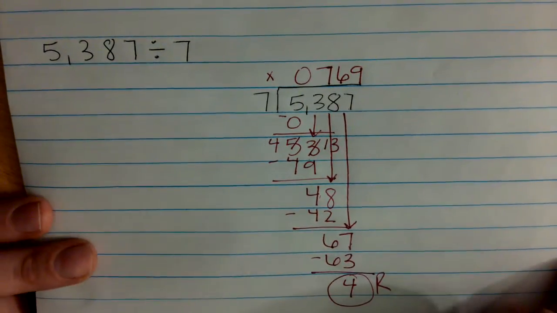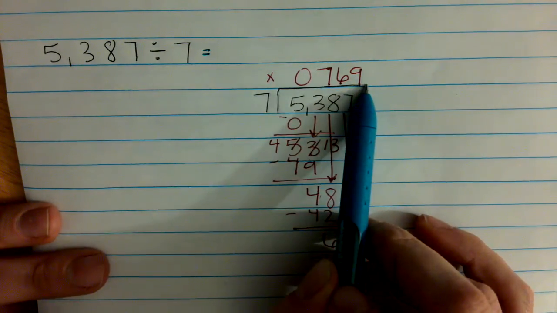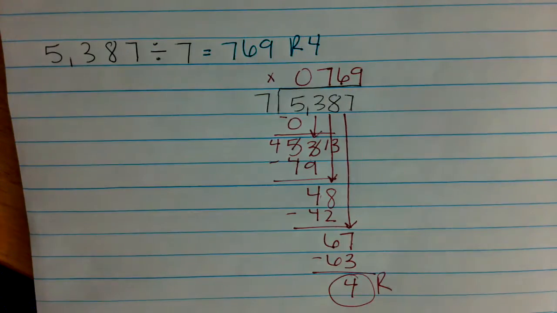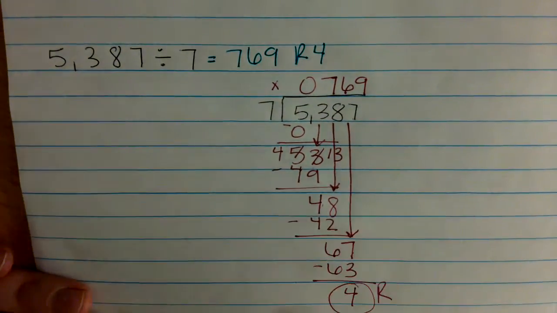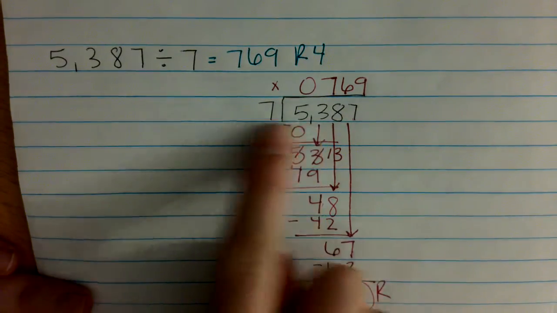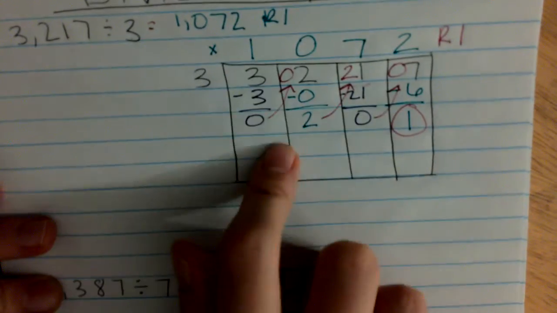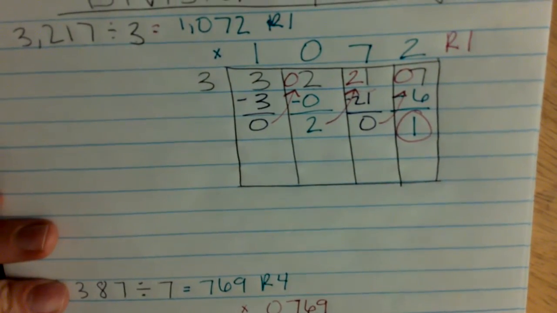So my answer is 769, remainder 4. So the only difference between 4-digit and 3-digit is just how many times and how many columns you need to divide this number by each of those.